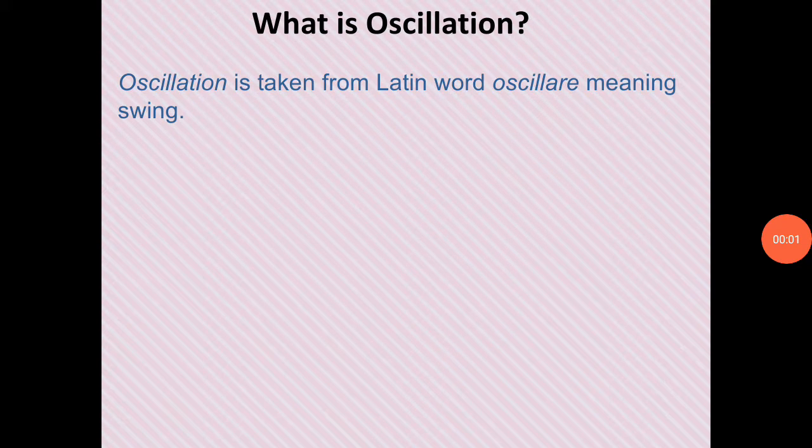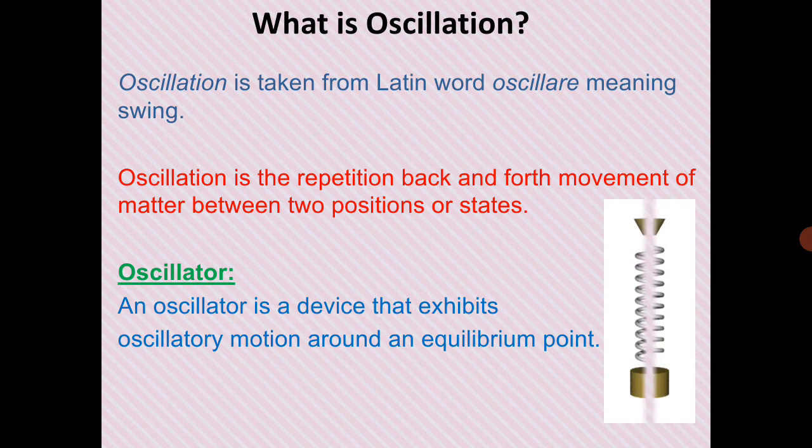What is oscillation? Oscillation is taken from the Latin word oscillare, which means a swing. Oscillation is actually the motion of back and forth, just like a swing motion. We can define oscillation as the repetition of back and forth movement of a matter between two positions or two states when some object is performing the motion.